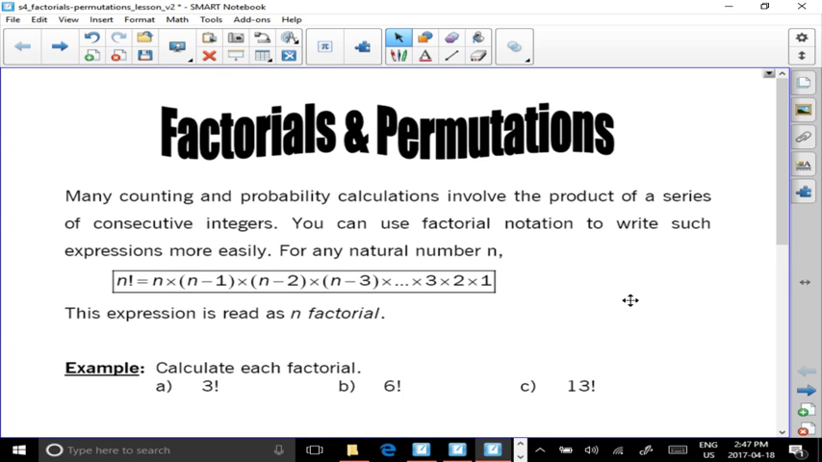For any natural number n, the notation n factorial will be n times n minus 1 times n minus 2 times n minus 3 times ... all the way down to 3 times 2 times 1. This expression is read as n factorial.